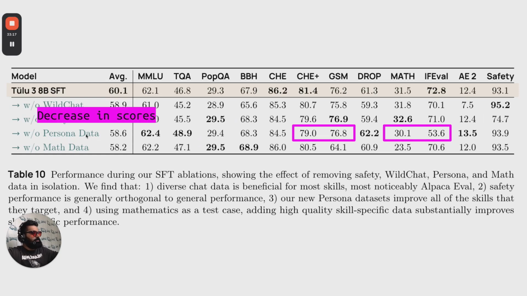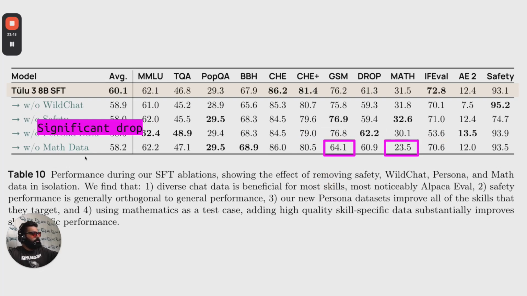When you remove your persona data, you also get a drop in those persona-specific tasks. So HumanEval Plus, GSM8K, math, IFEval, all of those drop if you remove the persona datasets corresponding to those skills. IFEval drops by 20%. So instruction following persona-based datasets gives a 20% boost in that area. If you remove math datasets, then the GSM8K and the math benchmark performance drops by 12% and 8% respectively.